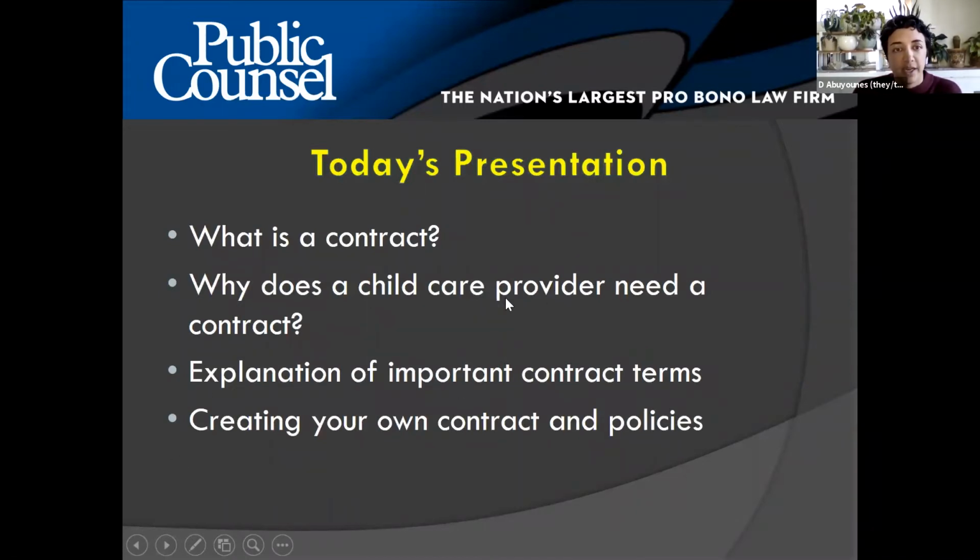So today's presentation, we're going to cover what is a contract, why does a child care provider need a contract, the explanation of important contract terms, and creating your own contracts and policies. You want to remember two words that will be the theme of this presentation: protection and professionalism. Before we get into the substance, a quick word of warning: contracts involve a lot of legal jargon, but we'll explain a majority of it as best we can, and hopefully it can be understandable that way. Some of the things might be confusing, but we will reserve some time at the end for questions in case you want to ask any specific questions about your contracts or some of the topics here that might be a little confusing.